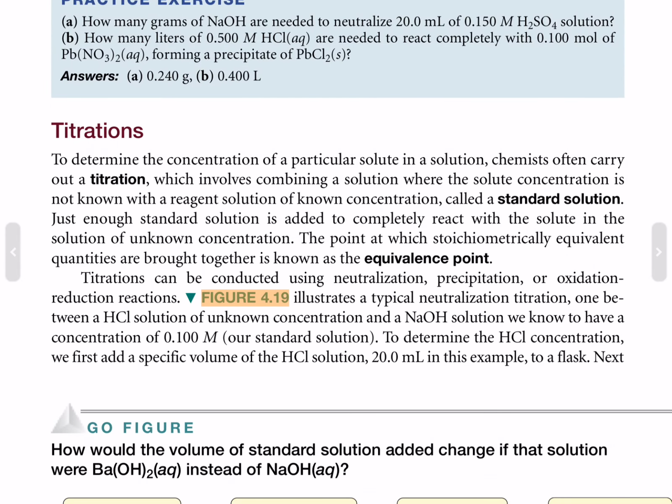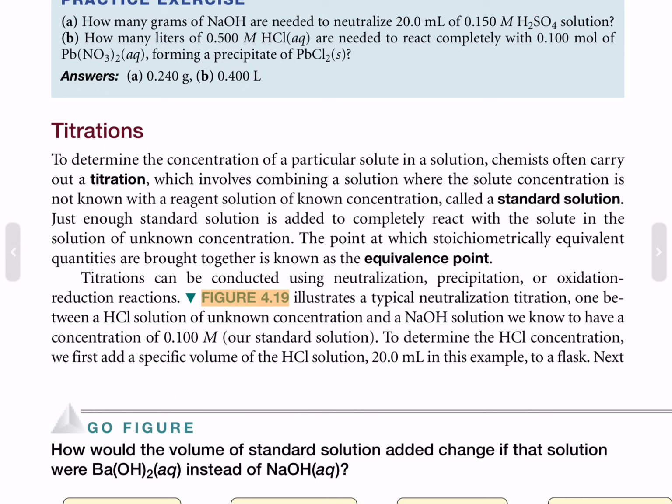Titrations. To determine the concentration of a particular solute in a solution, chemists often carry out a titration, which involves combining a solution where the solute concentration is not known with a reagent solution of known concentration called a standard solution. Just enough standard solution is added to completely react with the solute in the solution of unknown concentration. The point at which stoichiometrically equivalent quantities are brought together is known as the equivalence point. Titrations can be conducted using neutralization, precipitation, or oxidation reactions.